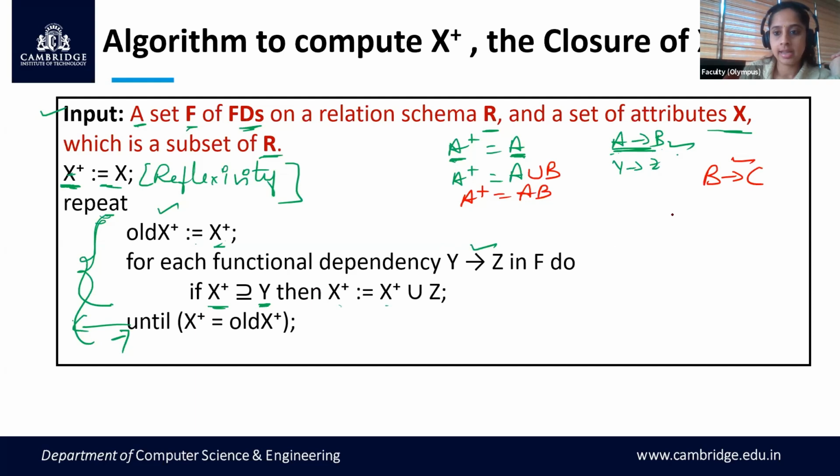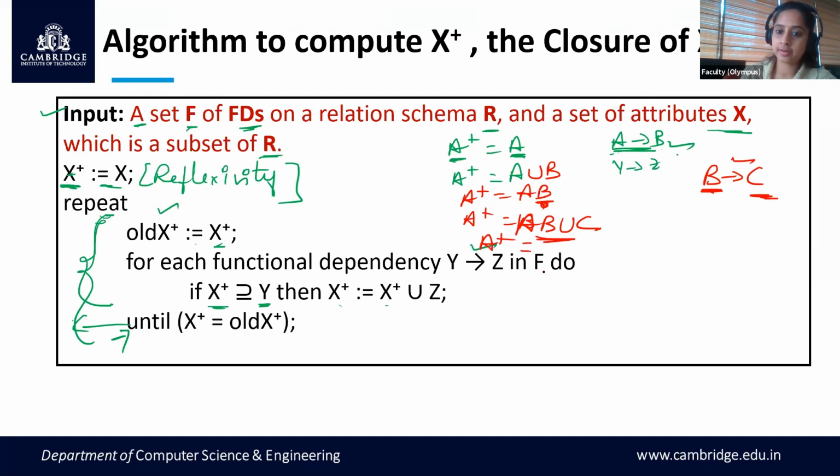Again, is Y, which is B, a subset of X plus, A plus? Yes, it's already a subset. Then Z, you can make a union. A plus is equal to AB union C. Now, until when X plus is equal to old X plus, that means nothing but, now find out any functional dependency. I don't have anything.